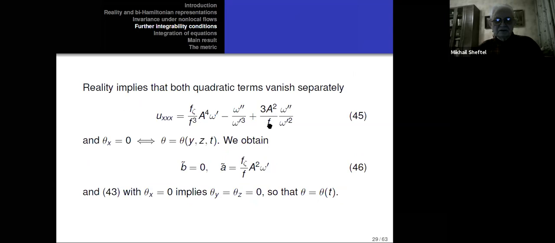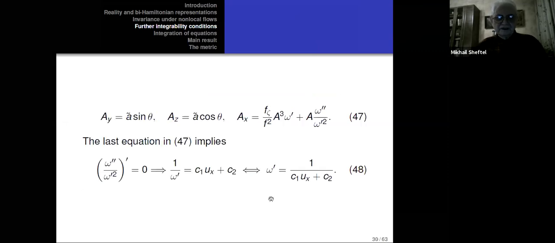We obtain equation 43, and we obtain that theta x is 0, so that theta depends only on y, z, t. And we also obtain simplified expressions for these parameters, b tilde and a tilde. And further, equation 43, where we use theta x equal to 0, implies also that theta y and theta z are 0, and therefore theta is a function of t only. Great simplifications.